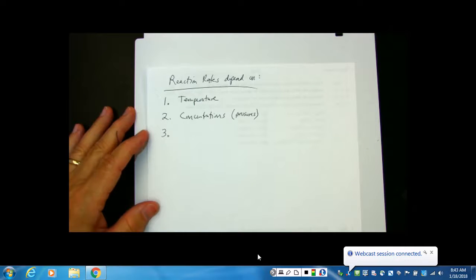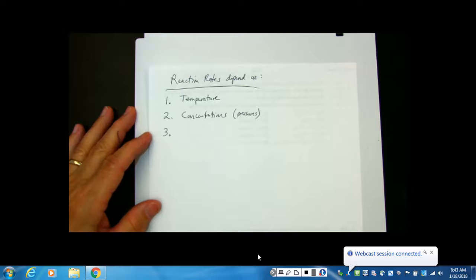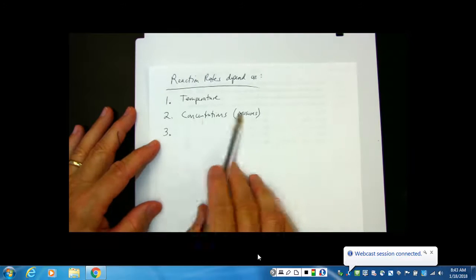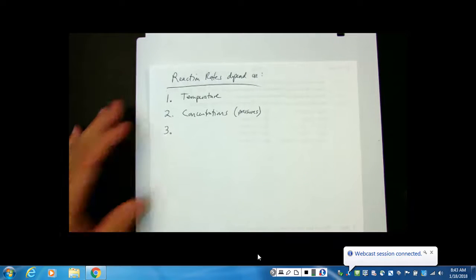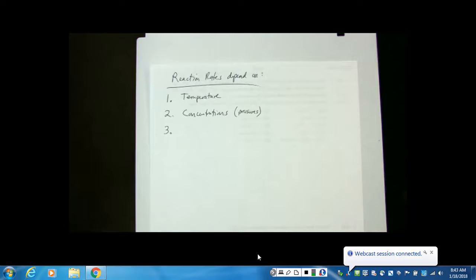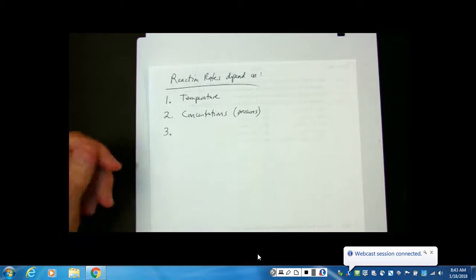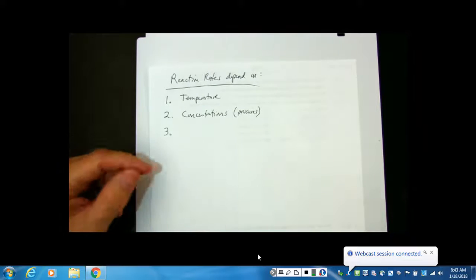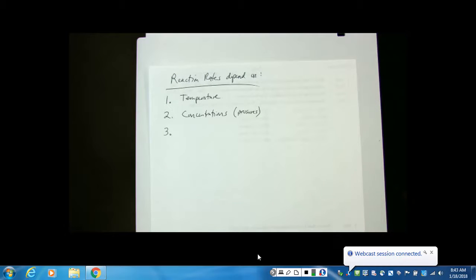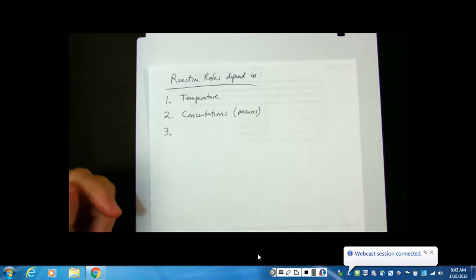May I know a third one? Volume. But that really affects the concentration. So yes, it's true that the volume will affect it, but it affects it because it changes the concentration. And pressure really is the same thing. If you have a constant number of moles of a gas and you increase the volume, then it will decrease the pressure.